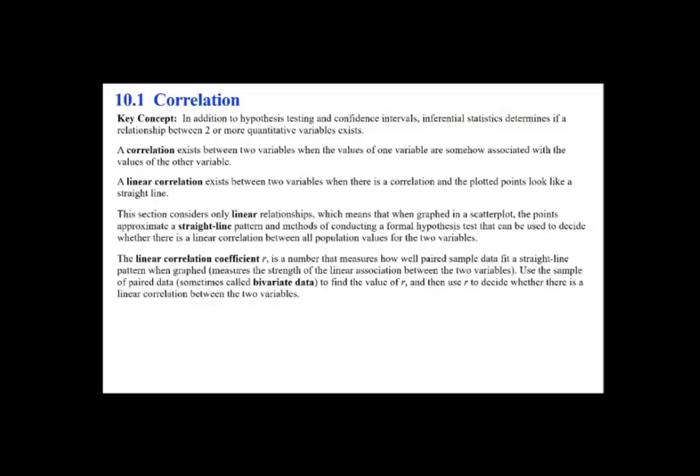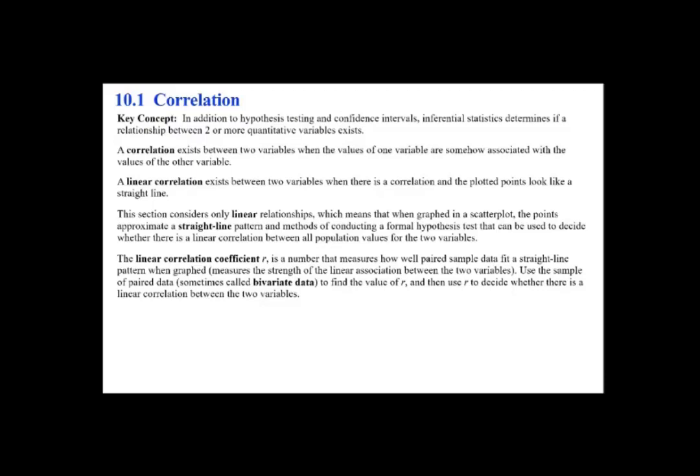This section considers only linear relationships, which means that when graphed in a scatter plot, the points approximate a straight line pattern, and methods of conducting a formal hypothesis test that can be used to decide whether there is a linear correlation between all population values for the two variables. The linear correlation coefficient R is a number that measures how well paired sample data fit a straight line pattern when graphed, measuring the strength of the linear association between the two variables.